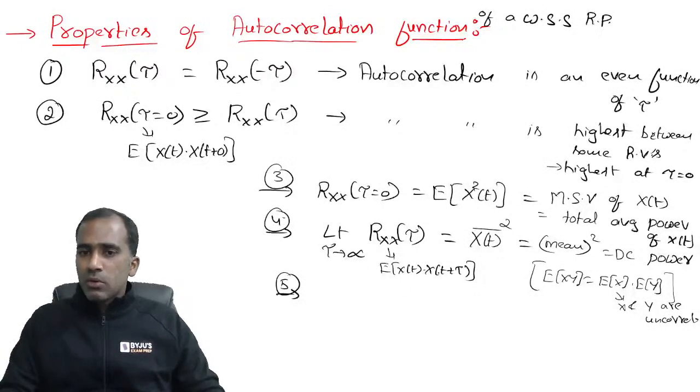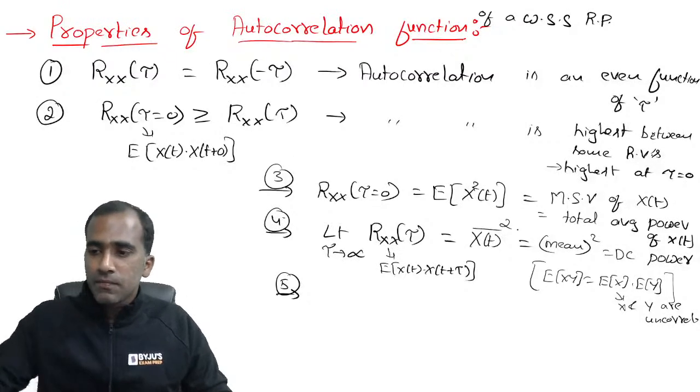If these two are uncorrelated, we know these are two random variables. If they are uncorrelated random variables, the joint moment can be written as the multiplication of individual moments, right? So we can write it as X bar of t into X bar of t plus tau. Since we are talking about a WSS random process, the mean of X of t and the mean of X of t plus tau are both the same. So that's why we can write it like this. I hope you are getting it.